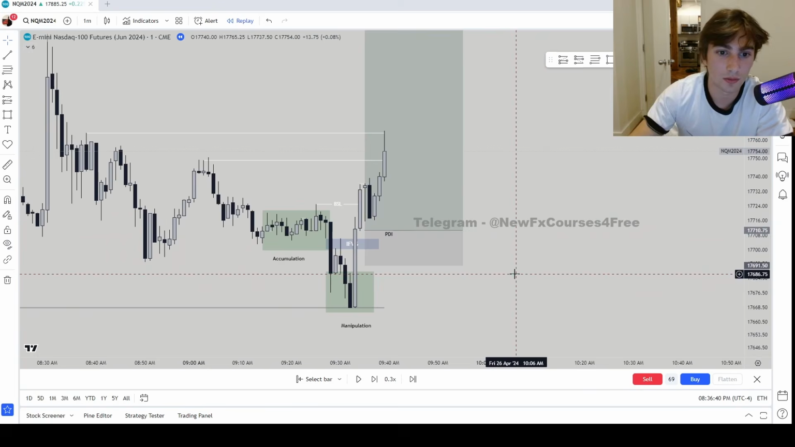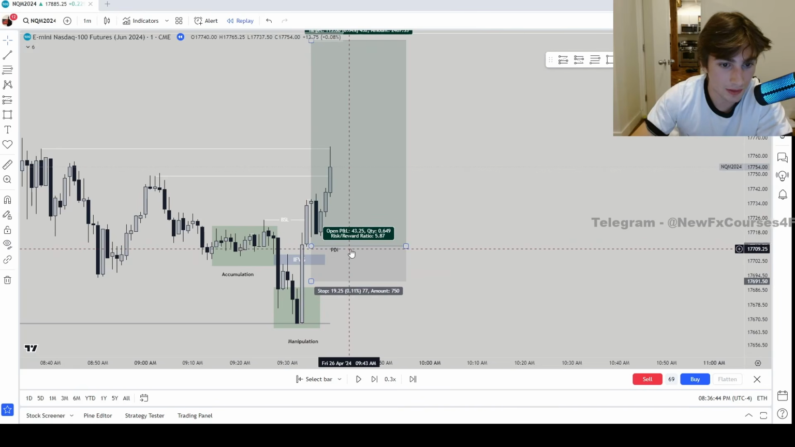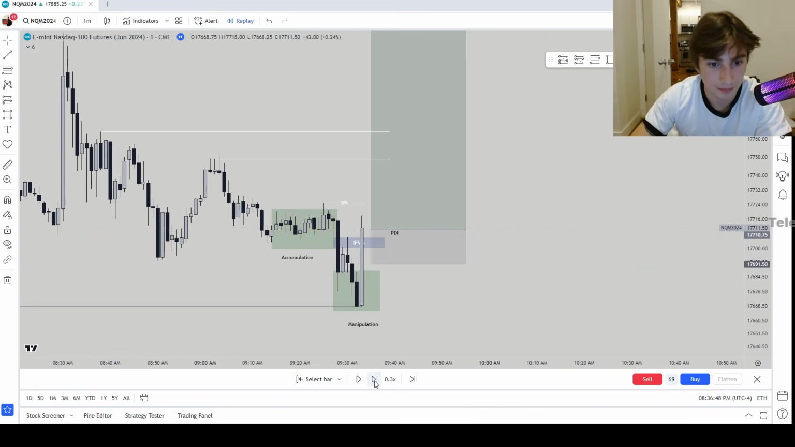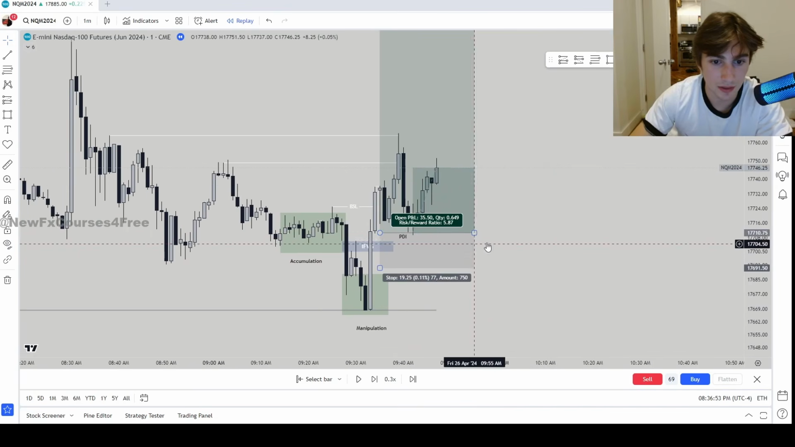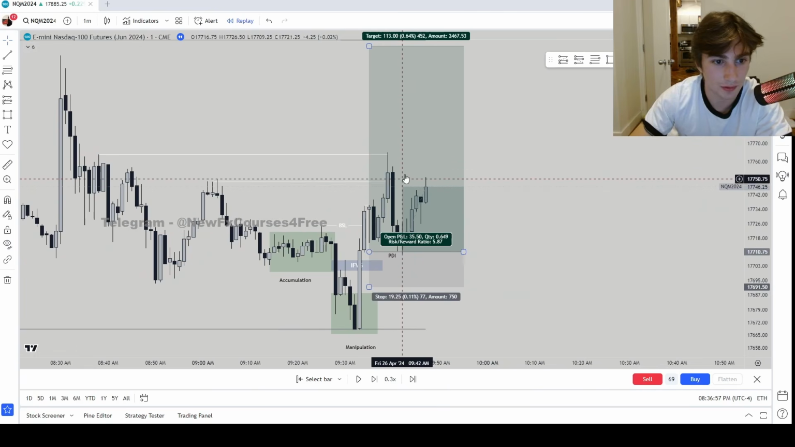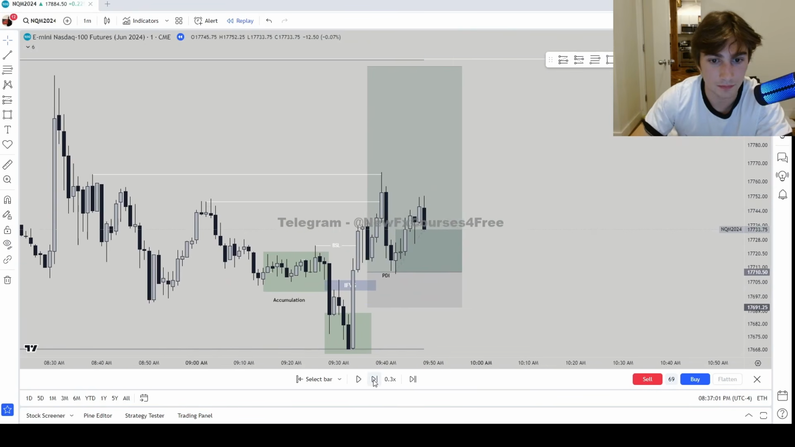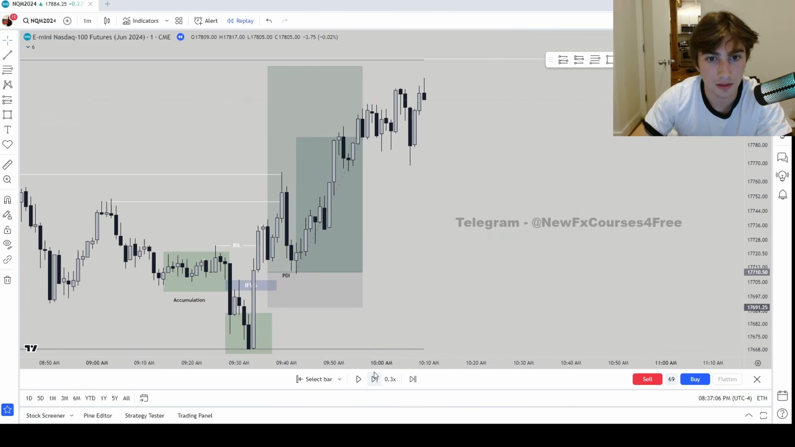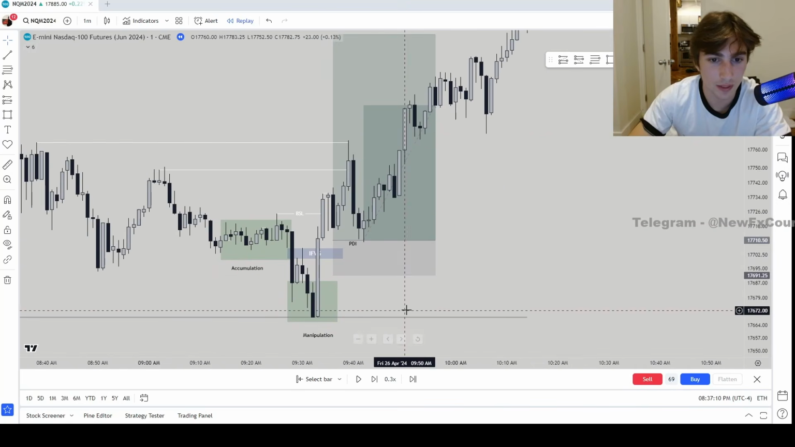Pre-distribution inversion. We get that inversion. Immediately after, look what happens immediately after the inversion. You get that inversion, just run up. You'd probably get break even right here, most definitely. I would have 100% taken a partial around here, gotten break even. But we can probably still expect these highs to get taken up there. And yeah, they eventually do. But this would have been a good trade.